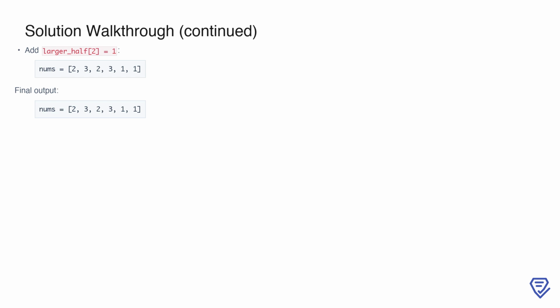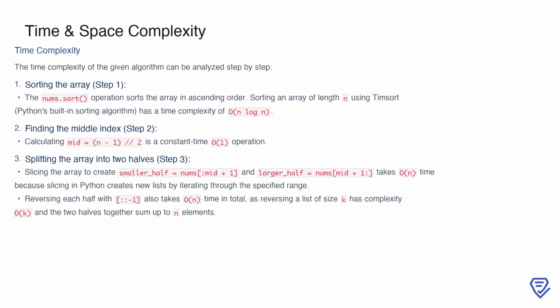To complete the merge, we add the final remaining element from larger_half, which is 1. This gives us the final nums array as 2, 3, 2, 3, 1, 1. With this, the wiggle sort is complete for the third example. By following these steps, we can ensure that the array is rearranged into the desired wiggle pattern where adjacent values alternately increase and decrease. To analyze the time complexity of the algorithm, we break it down into key steps.